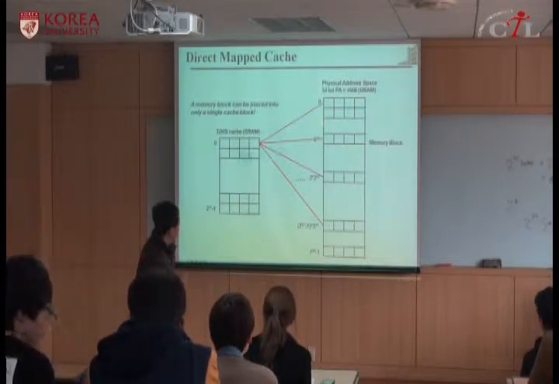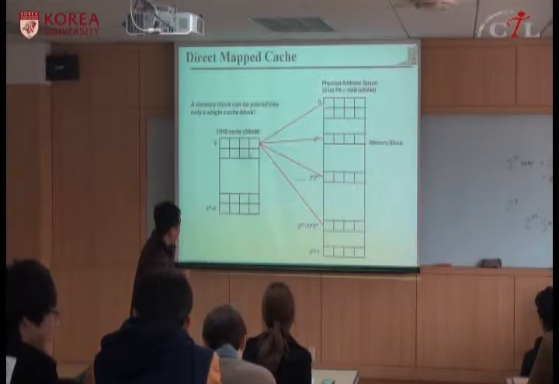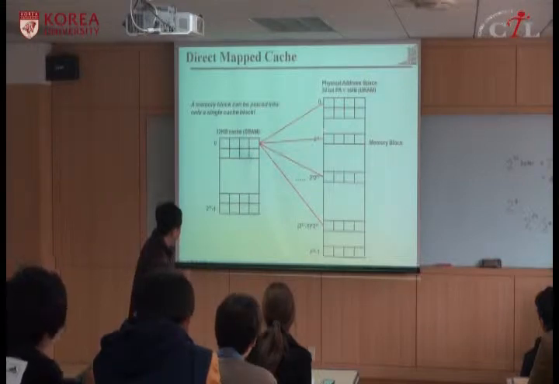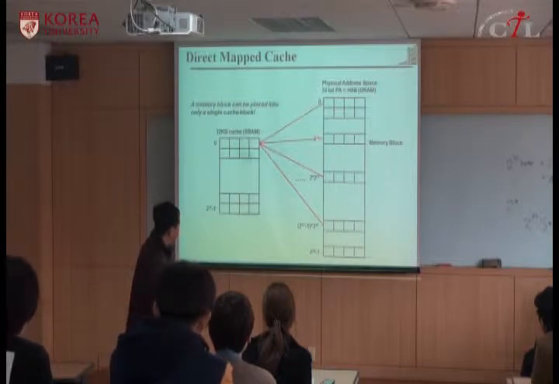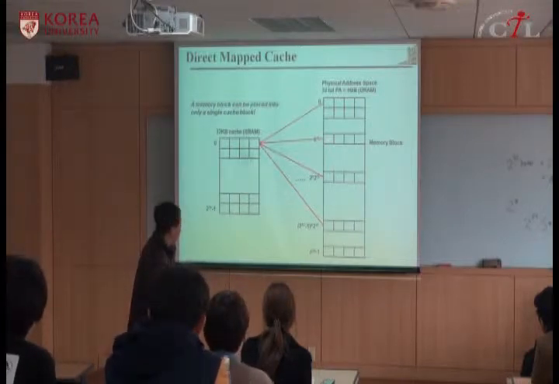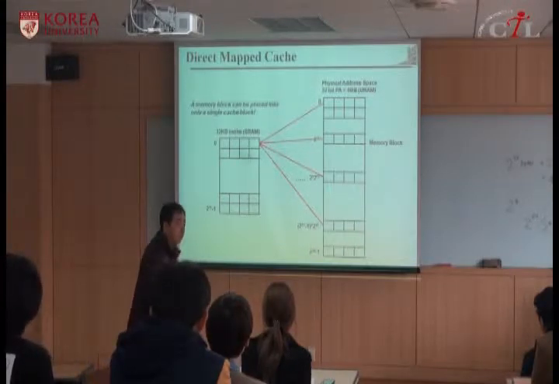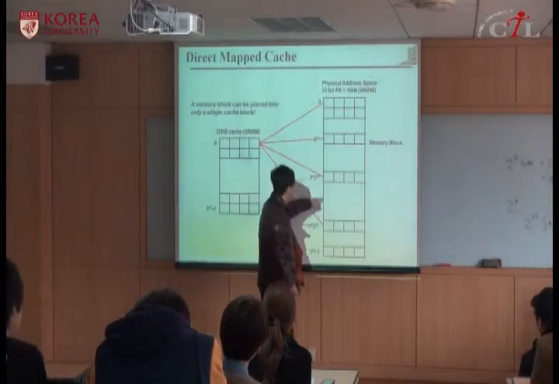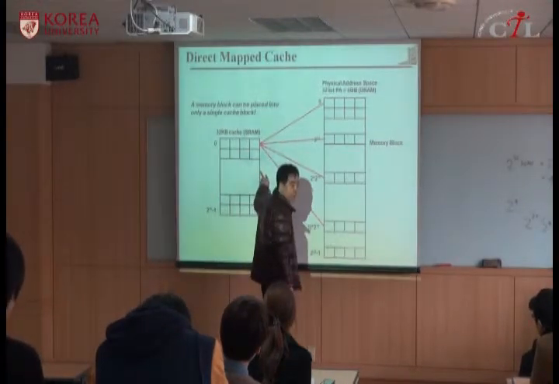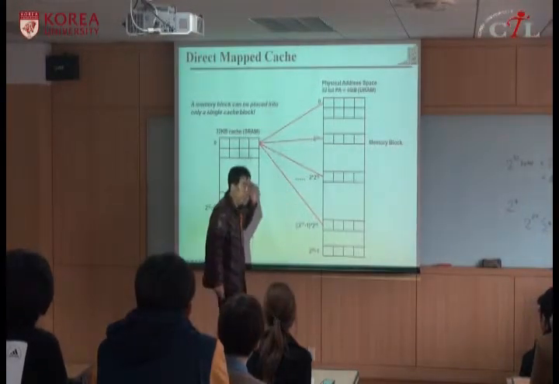So, for the first 2048 blocks, the first block is mapped to the first cache block, the second block is mapped to the second block, the last one is mapped to the last cache block. In the second cache-size chunk, the first block is mapping to the first cache block, the second goes to the second, and so on. Okay? So, if you look at some memory location, there is only a single cache block this can be mapped to. Okay? You give the restriction.